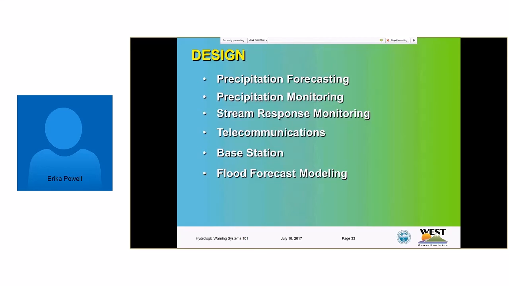When you get into the design of flood warning systems or hydrologic warning systems, there's a series of elements that you need to consider. What kinds of instrumentation is needed, from precipitation forecasting, monitoring rain gauges and stream gauges on the ground. How do you communicate? What kind of computer systems and IT infrastructure do you need? And is there some sort of forecast modeling that's required as well?